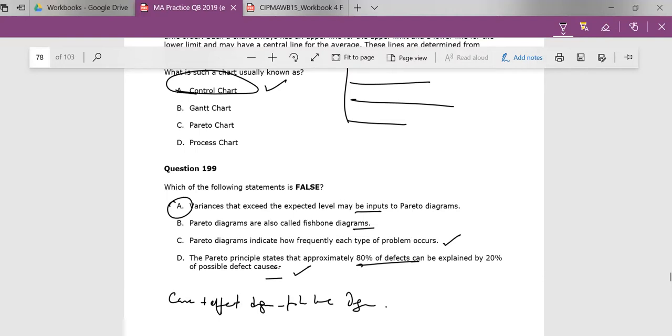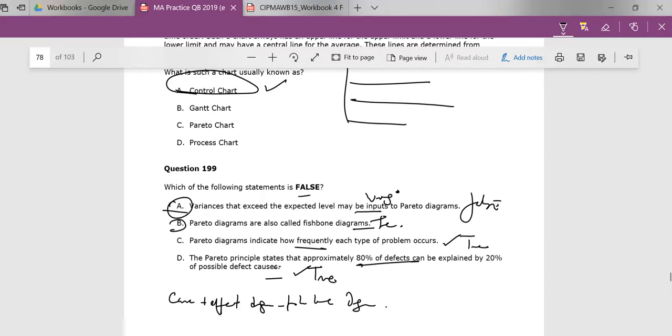The Pareto Principle states that approximately 80%, yes, so this is false. As I was saying earlier on, this is false. The Pareto Principle states that approximately 80% of defects can be explained by 20% of possible causes, and we said that is true. They indicate how frequently each type of problem occurs. That is true. And they are also called fishbone diagrams. The whole cause and effect Pareto diagram, fishbone, yes, that is true. Now, the answer actually says B, but I have a small problem with that because I just proved that A is wrong. We see it in 197. We know it's wrong, because it's not the right answer.